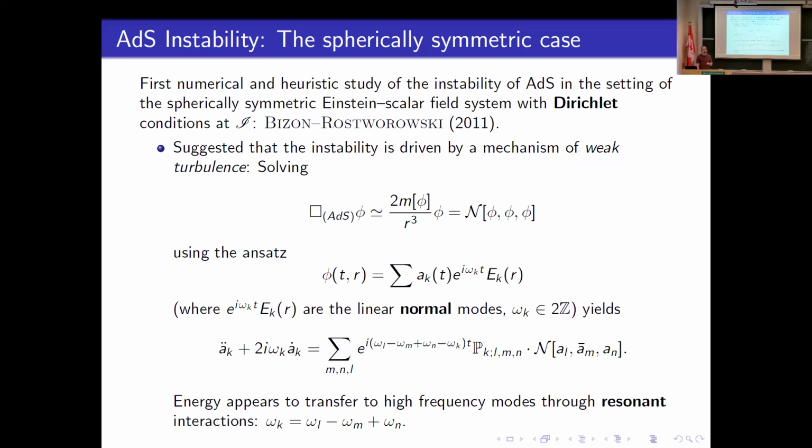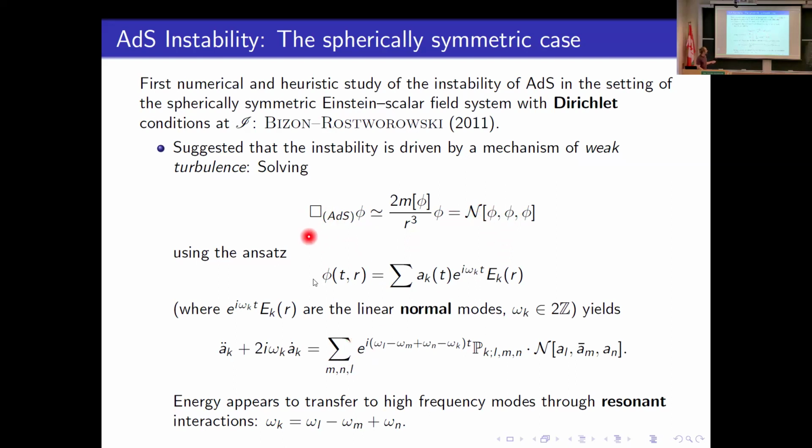And the heuristic argument was essentially an argument of weak turbulence. Their claim was that at least at the first stage of the instability, when the solution is still relatively small, the dynamics are driven by a weakly turbulent mechanism. And so how did they set things up? Of course, in spherical symmetry, we know that the dynamics are captured essentially by the scalar field. The metric can be reconstructed through the constraints. So let's pretend that the effective equation for the scalar field is just a nonlinear wave equation. Here, let's pretend that this is the box of anti-de Sitter spacetime, and on the right-hand side, I put all the nonlinear terms, and they form some sort of cubic non-local nonlinearity.